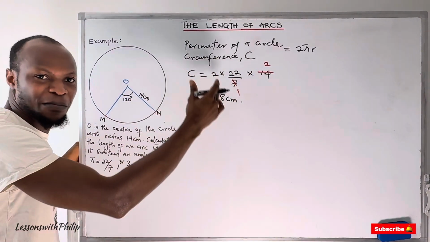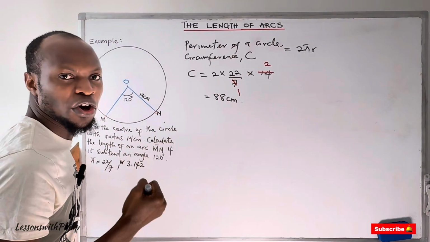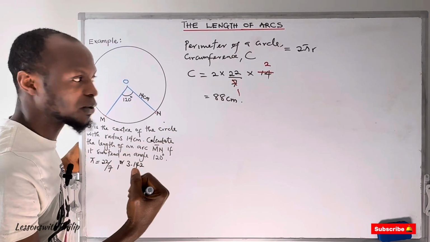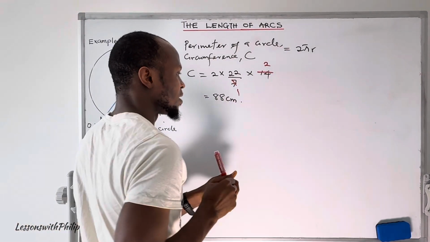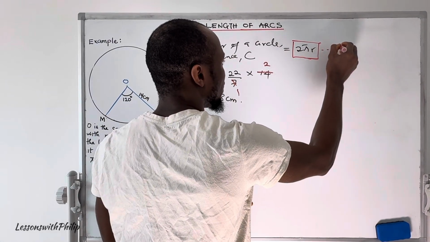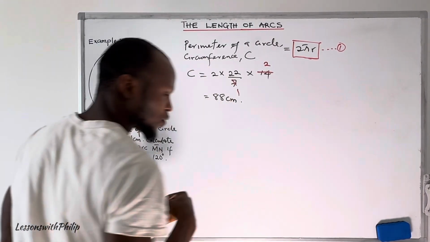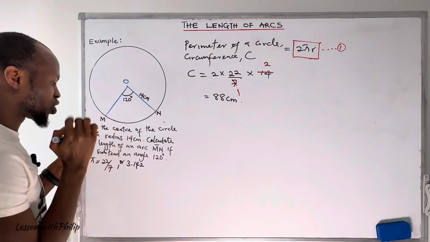I just want to start from this. If you have to find the perimeter of a circle, or the circumference of a circle, this is the formula you use. Take note of that formula, please. This is formula 1, because you come across different formulas and different theorems. Okay, now let's go straight to our question.